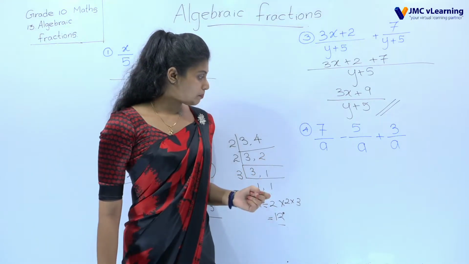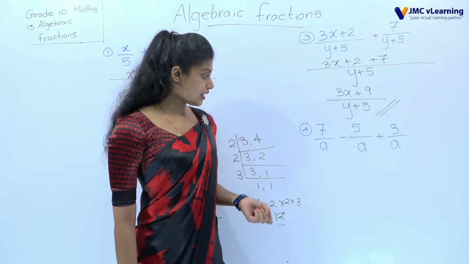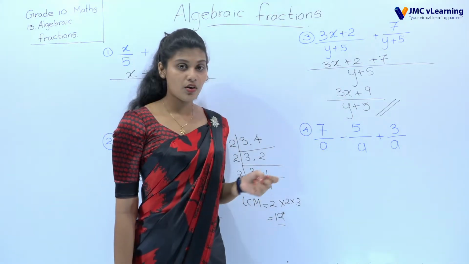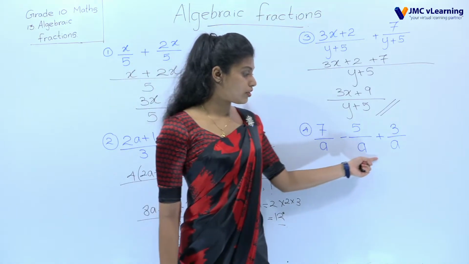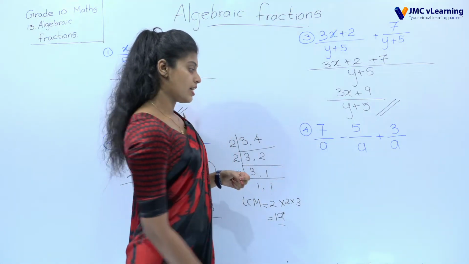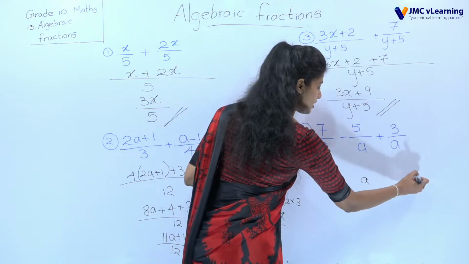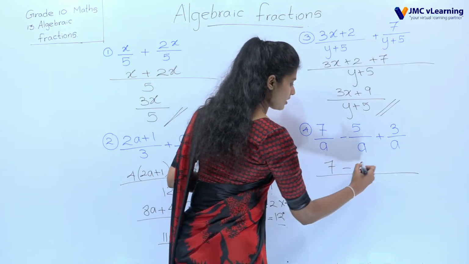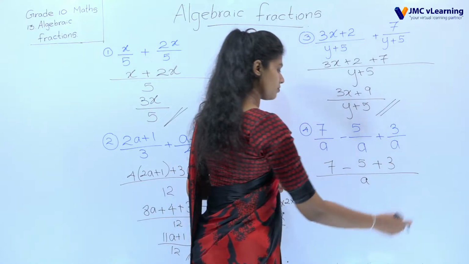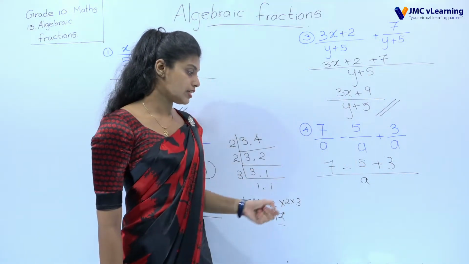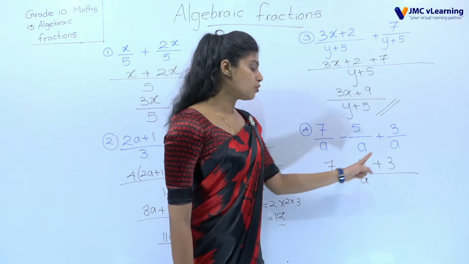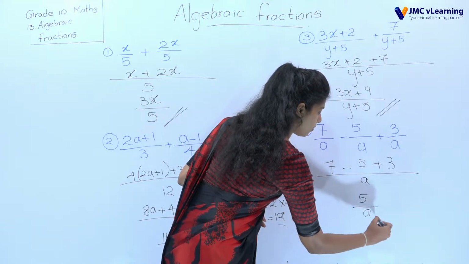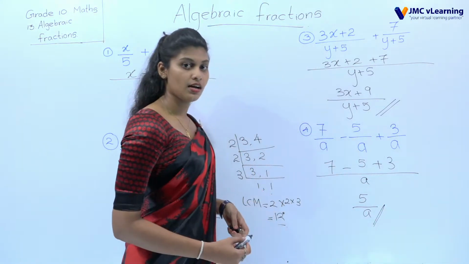Then the fourth example: 7 over a minus 5 over a plus 3 over a. Here also the denominators are equal to each other. Take the common denominator as a. Let's simplify the numerators: 7 minus 5 plus 3. 7 minus 5, what is the answer? 2. 2 plus 3 is equal to 5. 5 over a is the answer.